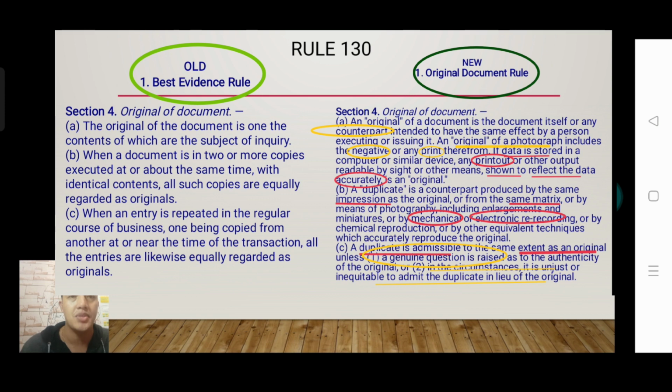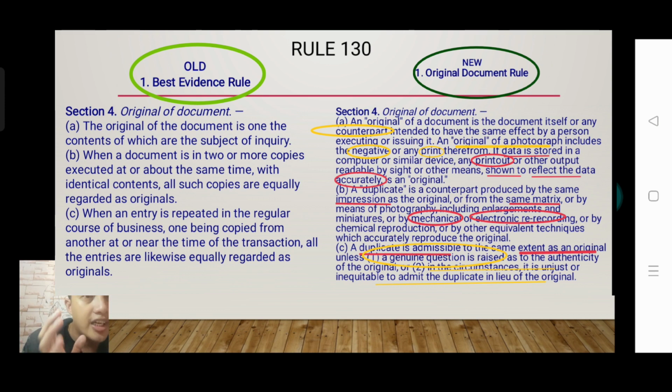However, there are some exceptions. If you look at the old rule, there are only four exceptions. However, under the new rules on evidence, there are five exceptions. So, let us proceed to paragraph A. In paragraph A, nothing was changed. If the original is lost or destroyed without bad faith, then you can present something other than the original document as evidence in court. Then paragraph B: the original is in the custody or under the control of the party against whom it is offered, who fails to produce it after reasonable notice.